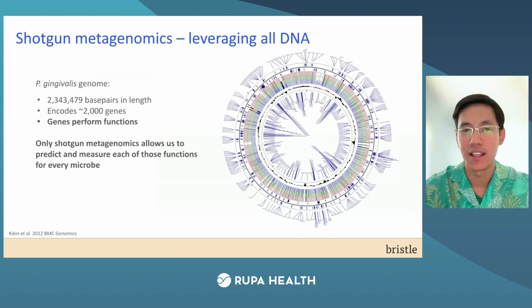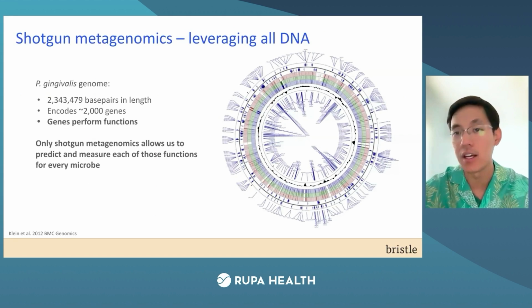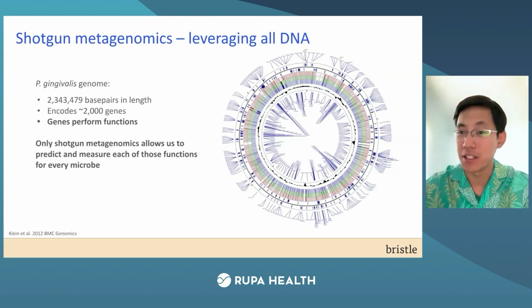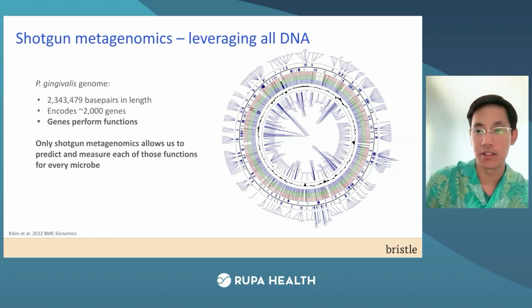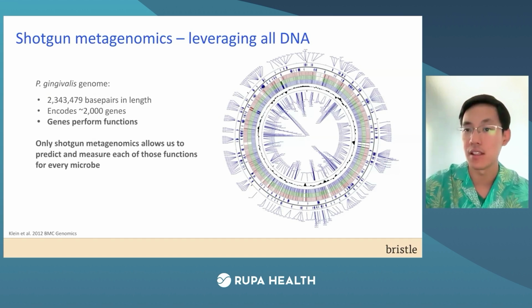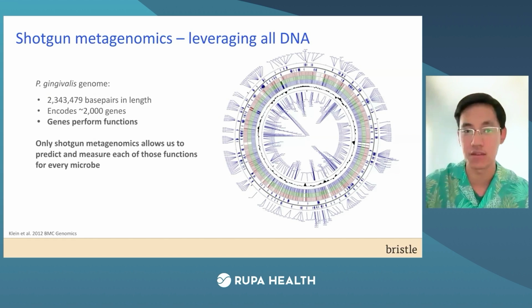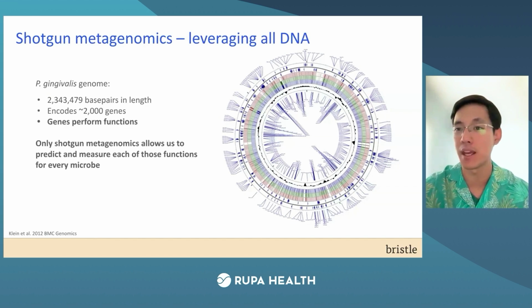Shotgun metagenomics is looking at all the DNA again. And so this is just a depiction of a genome of bacteria. In this example, it's Porphyromonas gingivalis. Porphyromonas gingivalis encodes approximately 2,000 genes. Each of these genes performs a different function. And using shotgun metagenomics, we can look at all of those genes. And we can infer what this specific strain of Porphyromonas gingivalis may be doing, because it encodes certain types of things like different virulence factors or adhesion factors that may be different from other Porphyromonas gingivalis strains. And this informs us how this species may affect your health.